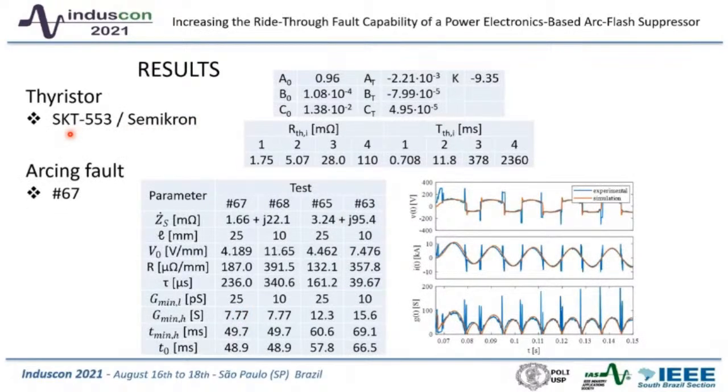A commercial device was modeled in ATPDraw, as well as an arcing fault model obtained experimentally from the IEEE and FPA research group. Here are the parameters of the test, and here is the comparison between experimental and simulation results for the waveforms of voltage, current, and conductance of the arc.